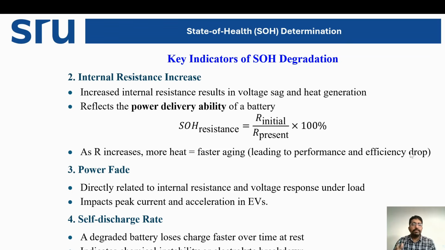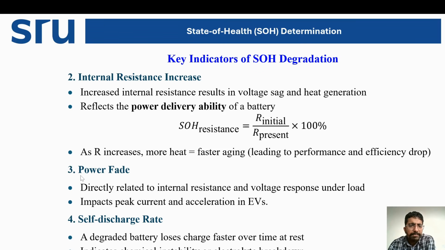Like young persons running, and similarly an old person running, there will definitely be a difference in speed, because the old person's bones are weaker. They will not be able to sustain that much speed. Like that, the older battery will have higher resistance, so it will not be able to deliver as much energy, and heat losses will also increase.